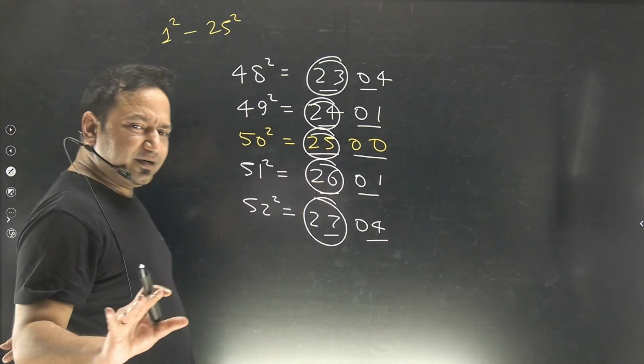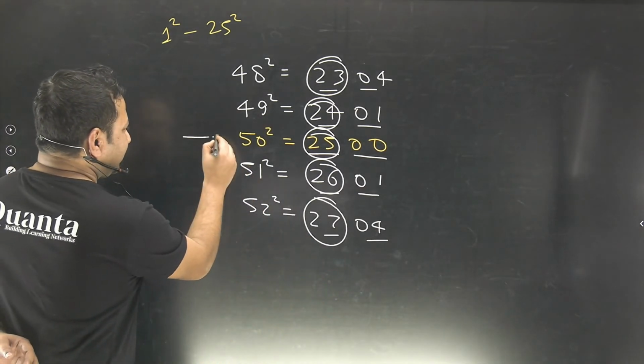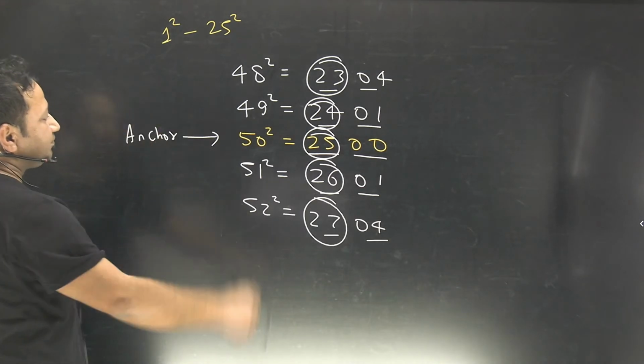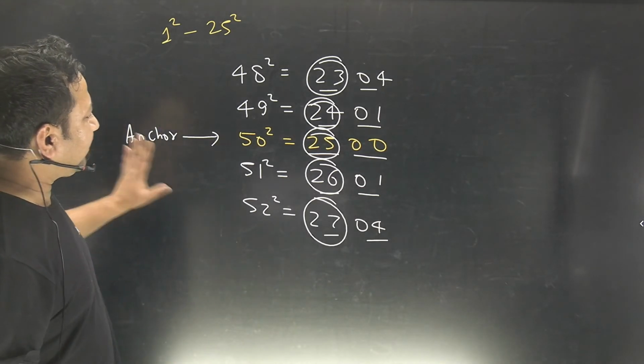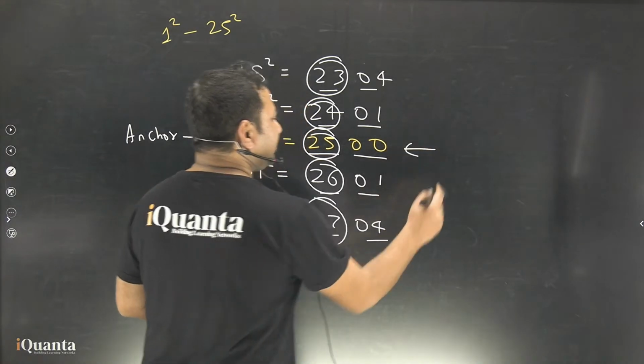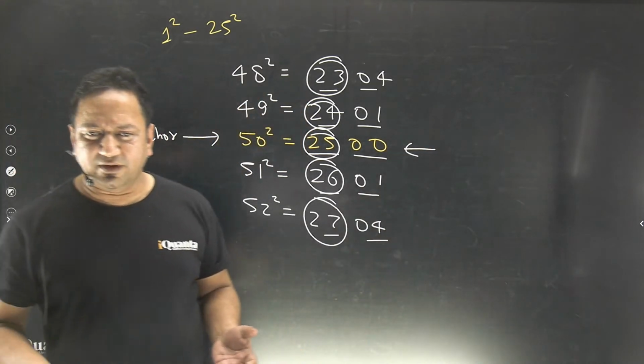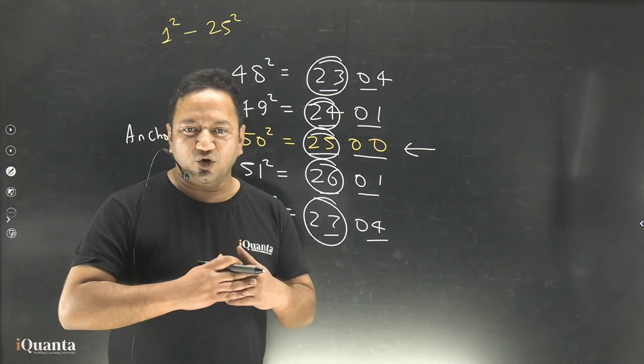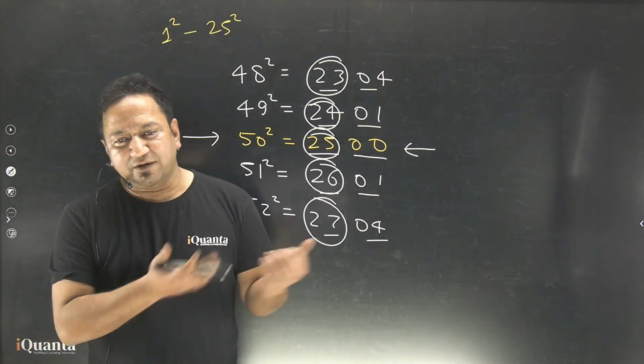We need an anchor in life. For this, I assume the anchor to be 50. The anchor is 50. Why 50? Because the square of 50 is very easy for all of us. It's 2500. Now putting the anchor to be 50, we can go ahead of 50 and we can go backwards of 50. Yes or no?